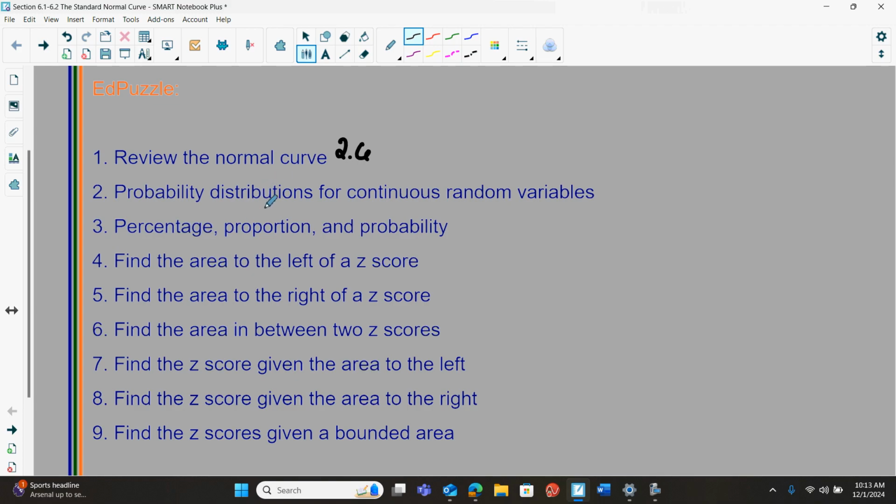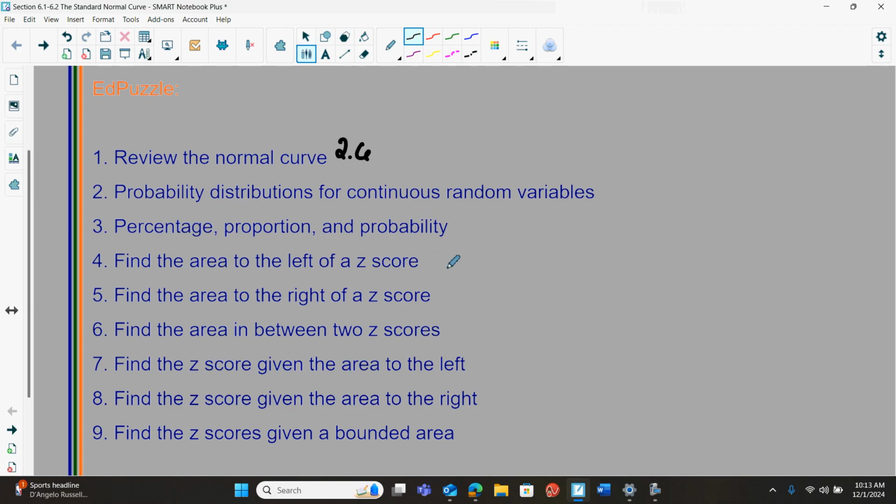Then we'll talk about probability distributions for continuous random variables. Talking about percentage, proportion, and probability, and then finding the area under the normal curve, left of a z-score, right of a z-score, and in between two z-scores. Then we'll go backwards, finding the z-score given the area to the left, the right, and in the bounded area.